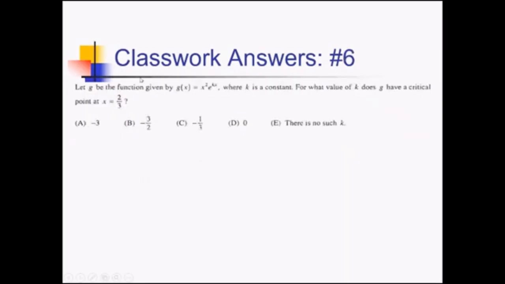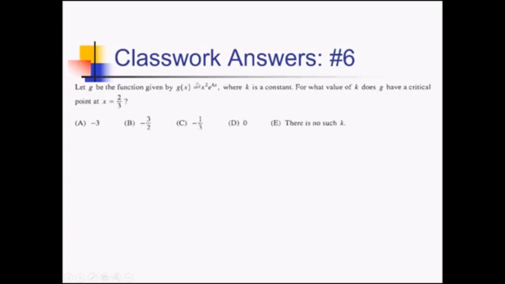For this problem, g is this function right here, x squared times e to the kx, and k is a constant. We want to know what k value gives g a critical point at x equals 2/3. So critical point means that our derivative is either 0 or undefined. Well, there's no way to get undefined out of this because you have a polynomial and an exponential, which are both defined everywhere. So we're basically asking what value of k gives the derivative of this thing a value of 0 when we plug in 2/3 for x.